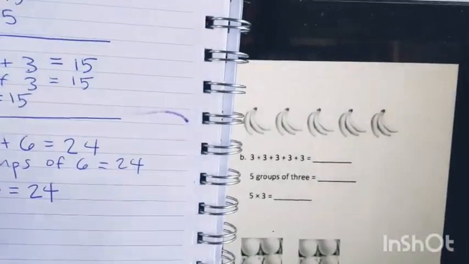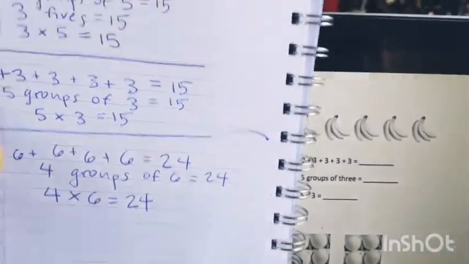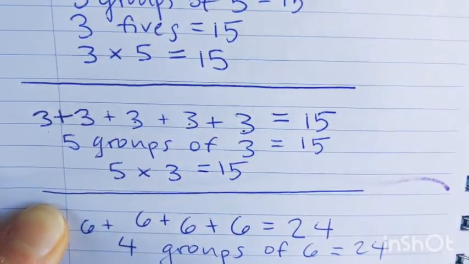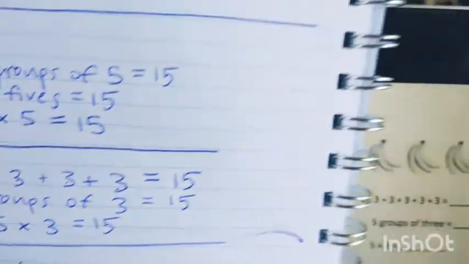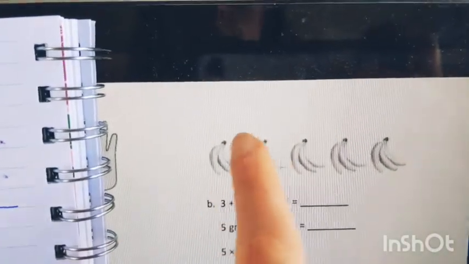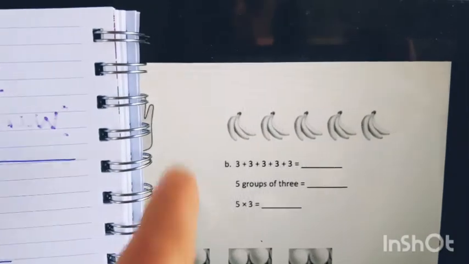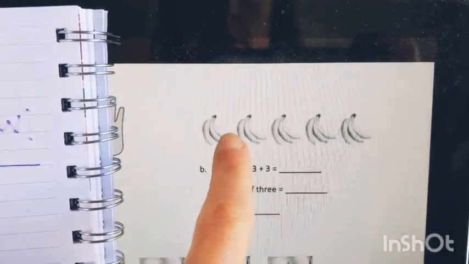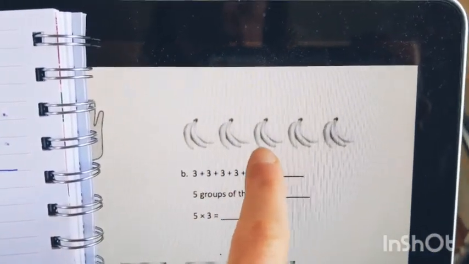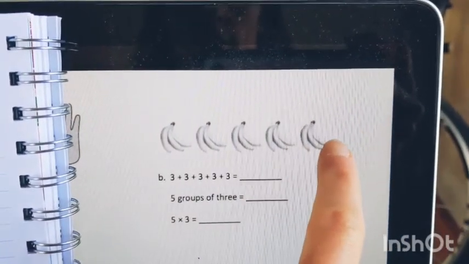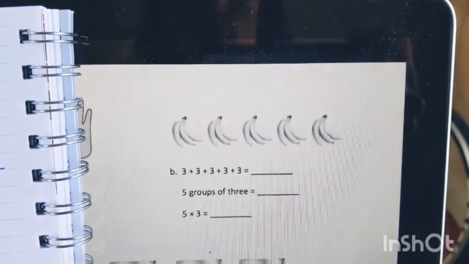For the next one, if we're thinking about the number of bananas, I can see that I can write the bananas as 3 plus 3 plus 3 plus 3 plus 3. So that's this, 3 plus 3 plus 3 plus 3 plus 3. And if I count them, 1, 2, 3, 4, 5, 6, 7, 8, 9, 10, 11, 12, 13, 14, 15. So there's 15 bananas total.